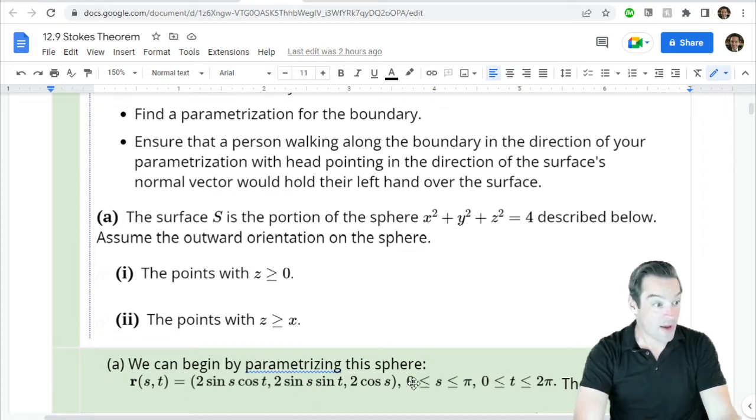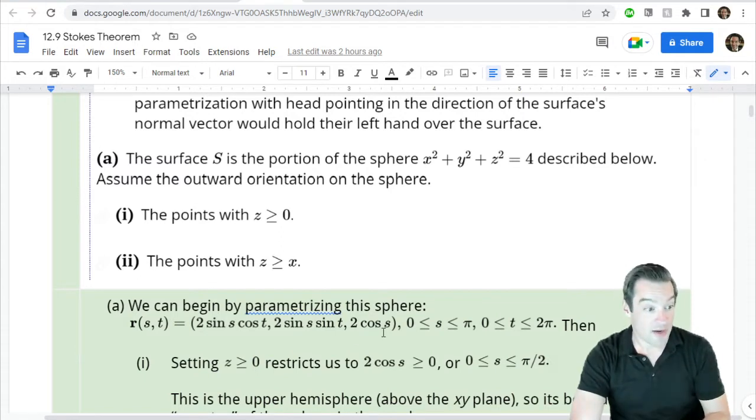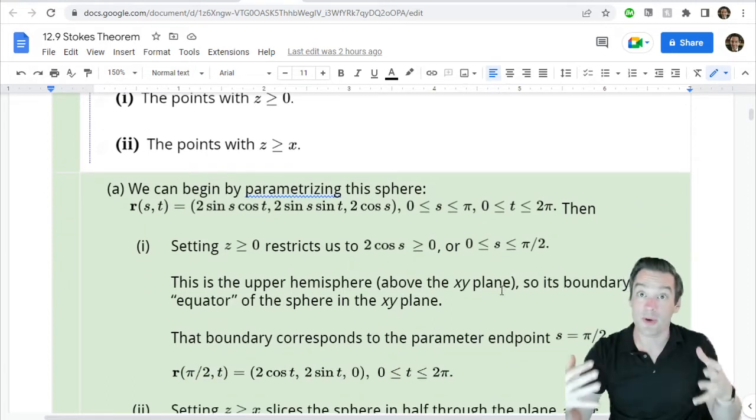Well, if I parameterize the sphere in the way that we know how to parameterize spheres, and then set z greater than or equal to 0, because my z-coordinate in my parameterization is twice the cosine of s, right? That means twice the cosine of s needs to be greater than or equal to 0. And so we're only going to get the s values whose cosines are positive. So only going to get the s values between 0 and pi over 2. Right? And so if I get just those s values from 0 to pi over 2, I'm going to end up parameterizing just the upper hemisphere.